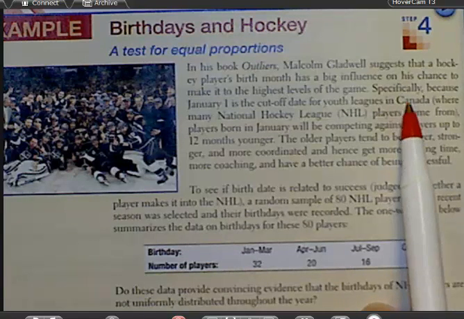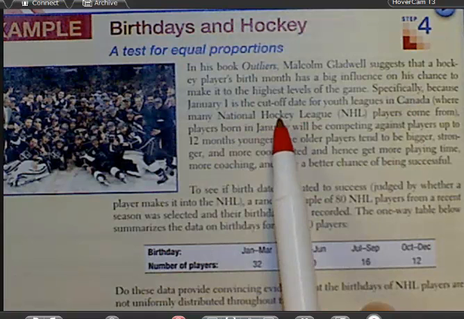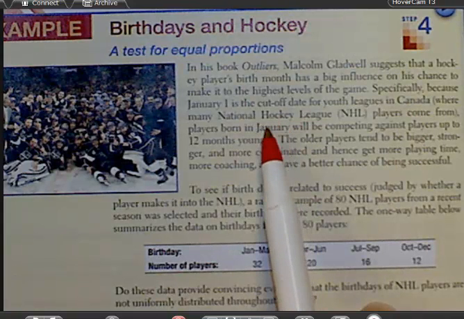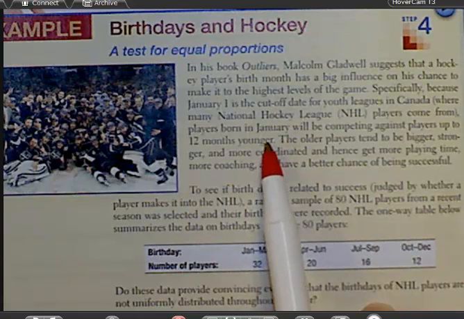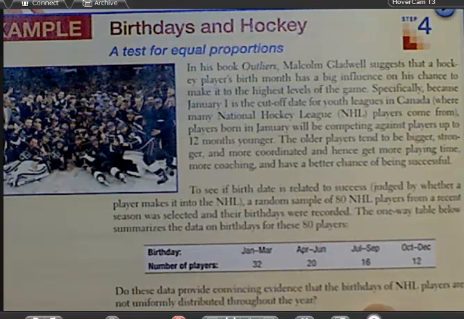Specifically because January 1st is the cutoff date for youth leagues in Canada, where many NHL players come from. Players born in January will be competing against players up to 12 months younger. The older players tend to be bigger, stronger, and more coordinated, and hence get more playing time and more coaching and have a better chance of being successful in the long run.